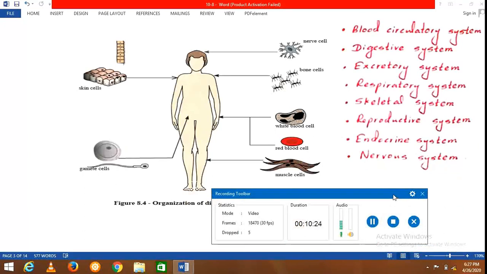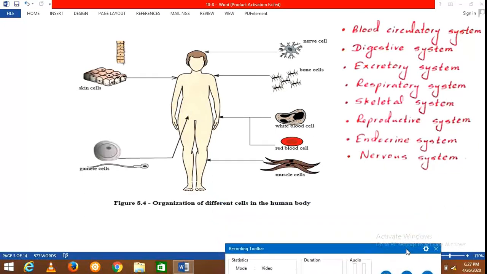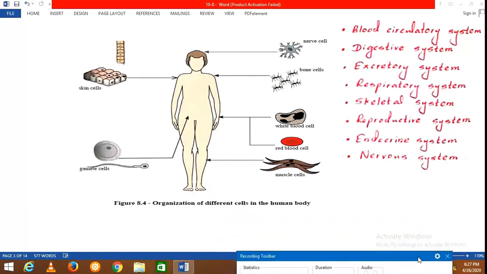Then we'll come to the human body. There again you are shown here I have mentioned different systems in the human body: blood circulatory system, digestive system, excretory system, respiratory system, skeletal system, reproductive system, endocrine system, and nervous system.